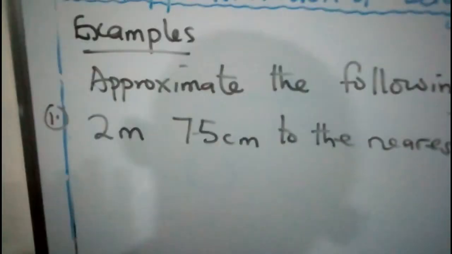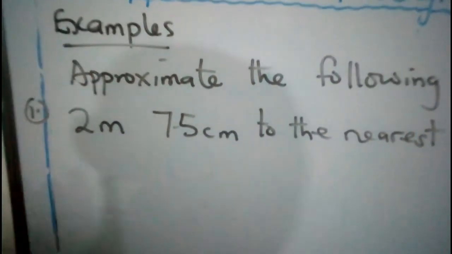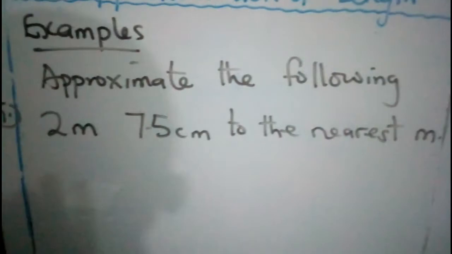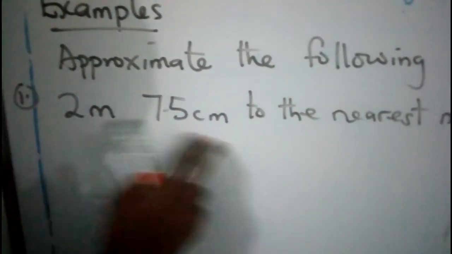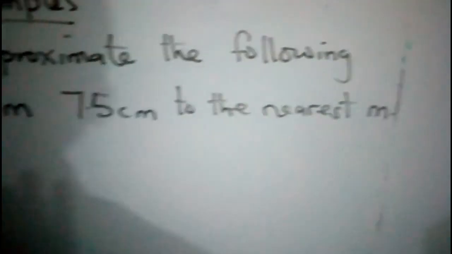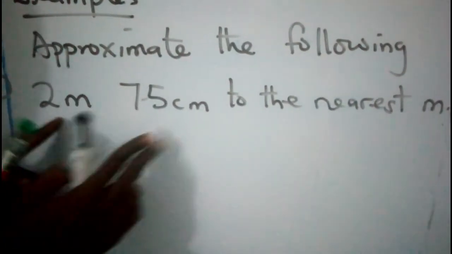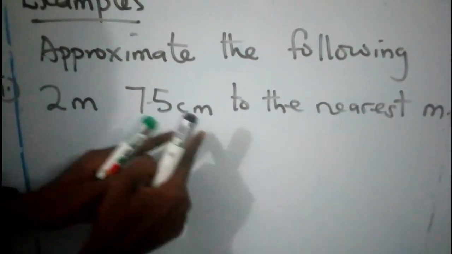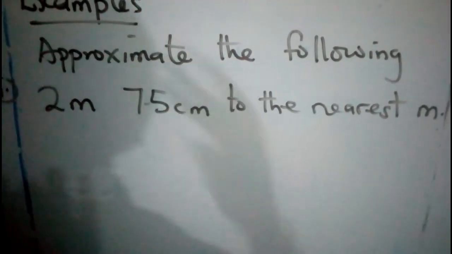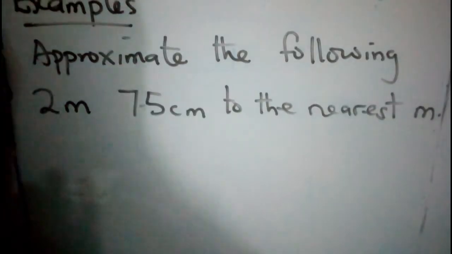Alright, let's take a look at a few examples and we apply what we have talked about from the introduction. Approximate the following. Number 1 says 2 meters, 75 centimeters to the nearest meters. If you look at it very well, we have 2 units here, meters and centimeters, but we are expected to approximate it now to the nearest meters.